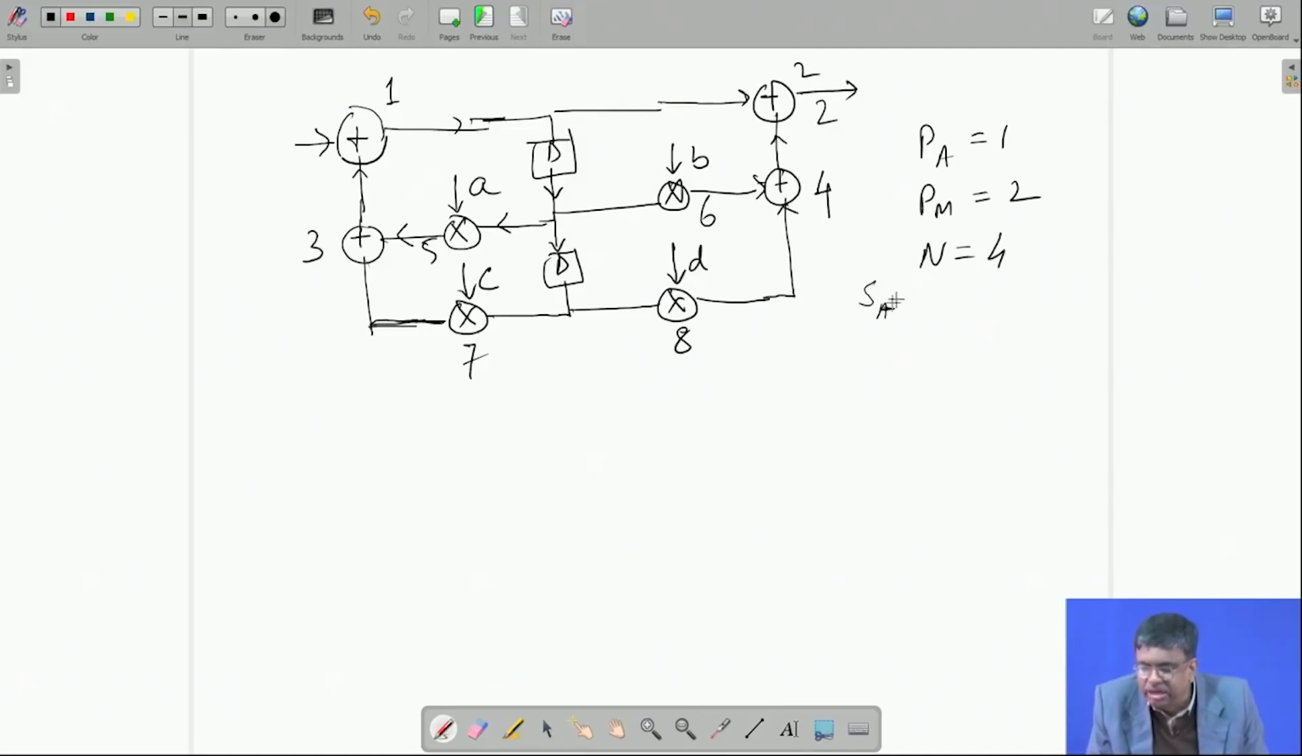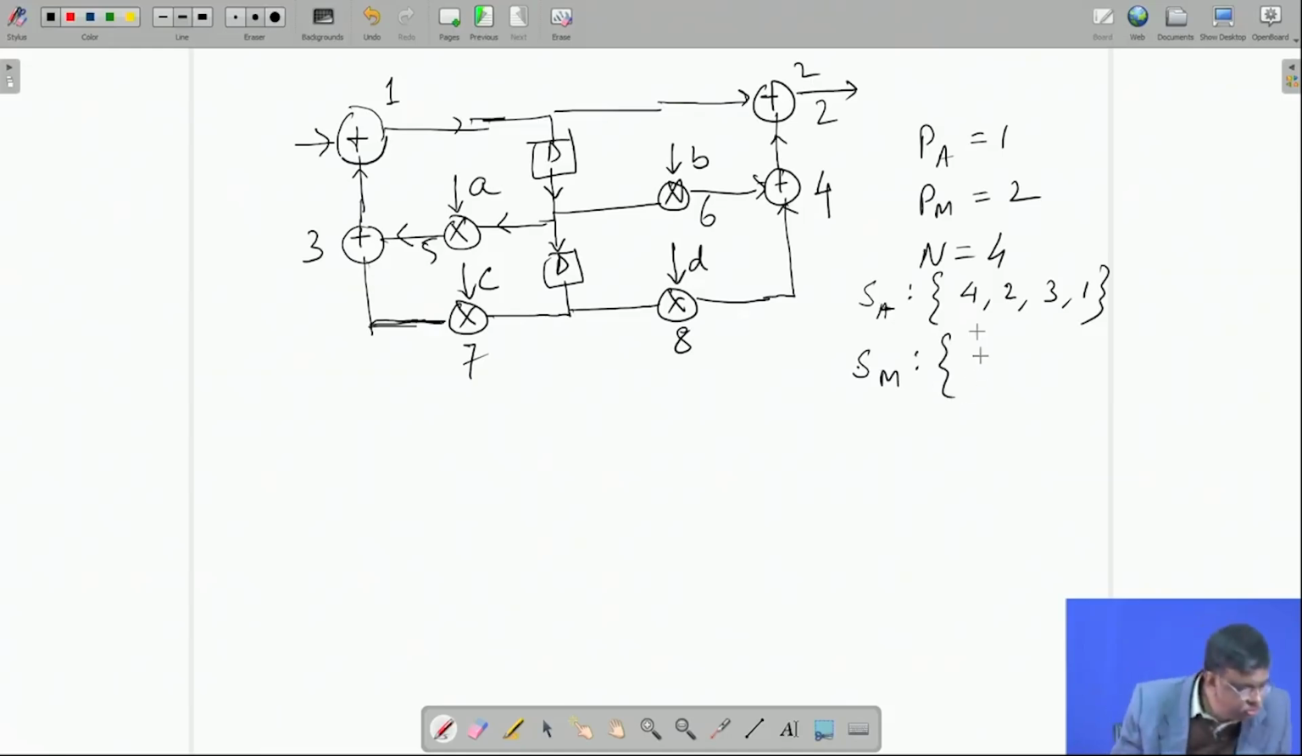This is the folding set for the adder: 4, 2, 3, 1, and this is the multiplier, I am sorry, this is M. Now, like the previous example, we calculate the delays after folding.